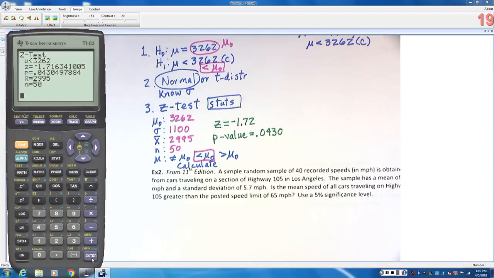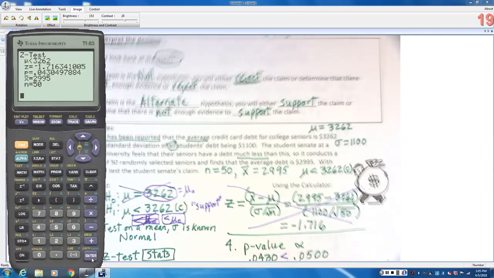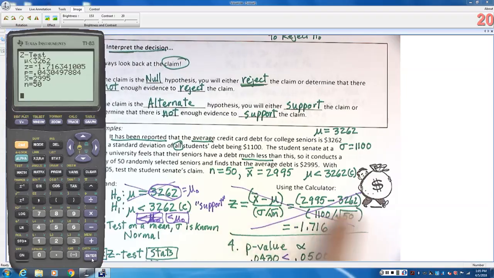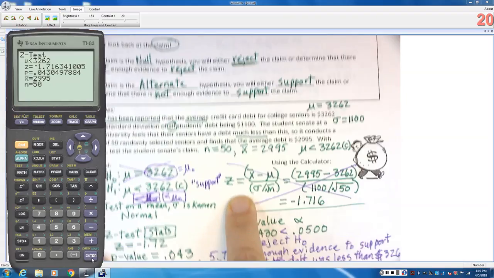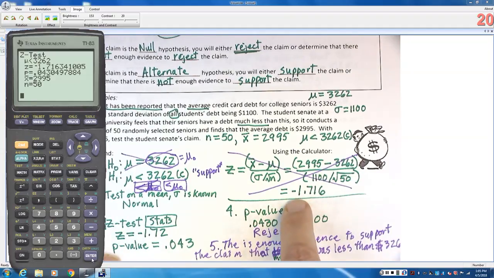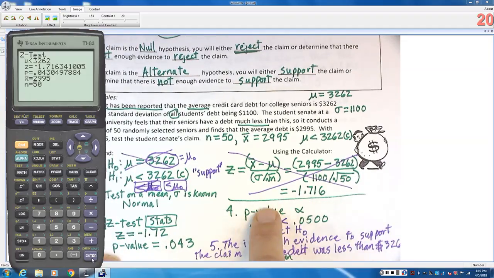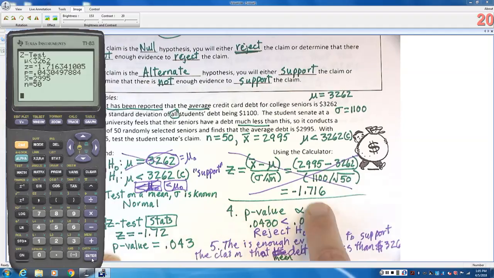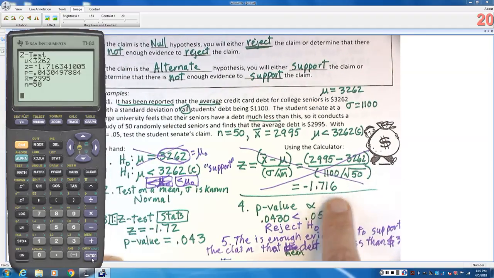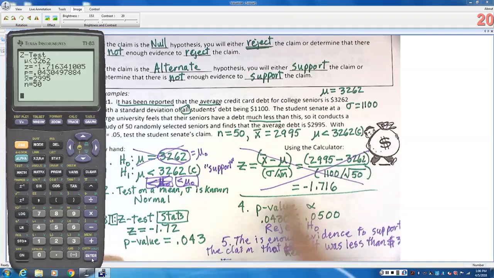I don't make you write it by hand, but if you had to do the p-value by hand, this is what it would look like. You'd find z by hand with this formula we never used. And then you're going to find the p-value by doing normal CDF. It's left-tailed, negative 1,000 to negative 1.716. But you don't have to, this is by hand.